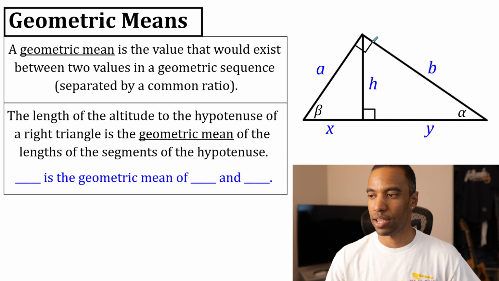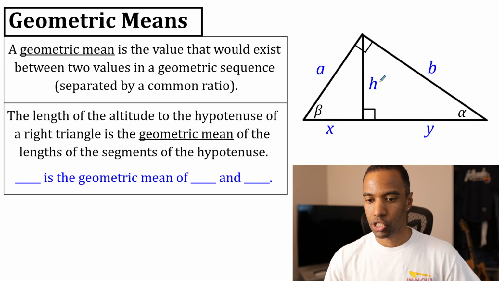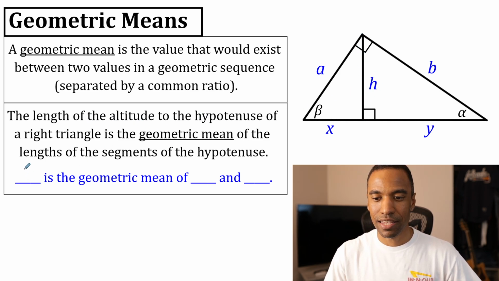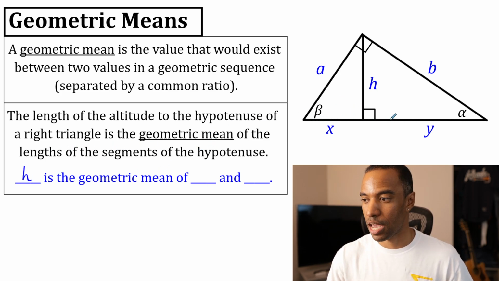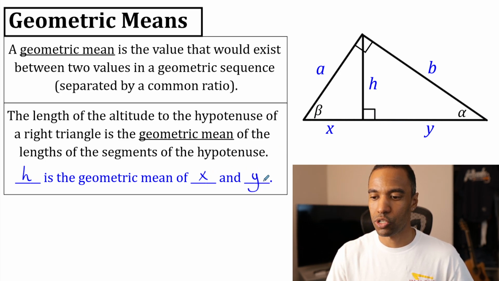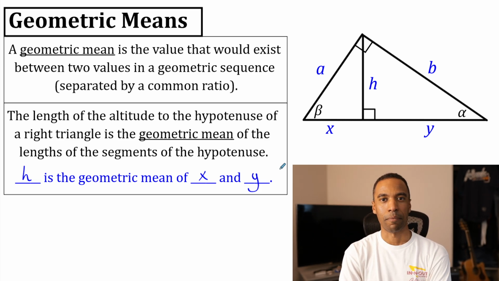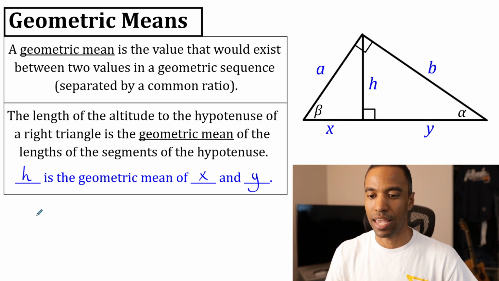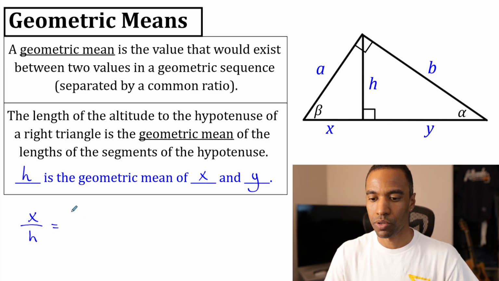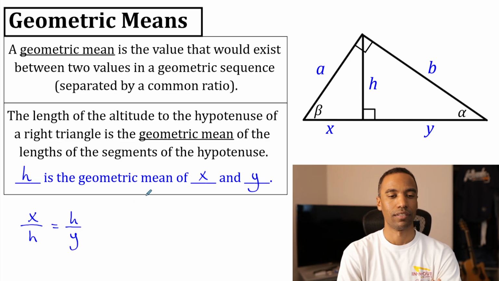So here's what we're saying. Remember the original right triangle right here? Here's the hypotenuse of that right triangle. You see this altitude, h. H, this altitude, is the geometric mean of the lengths of the segments of the hypotenuse. Here's the hypotenuse. What are the lengths of the segments? X and Y. H is the geometric mean of X and Y. That means in a geometric sequence, you can do X over H equals H over Y.